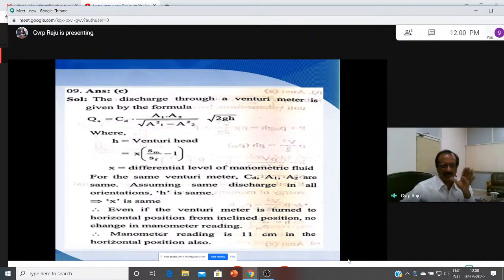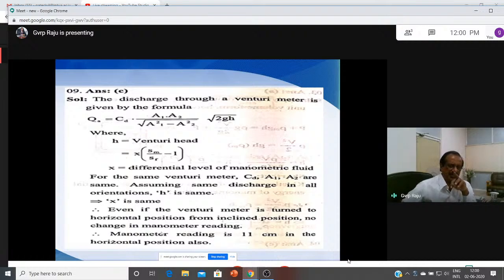Same discharge in all orientations. A1, A2 are the same, and the discharge is the same in all orientations. The value of X is also the same. Even if the venturimeter is turned from the inclined position to the horizontal position, there is no change in the manometer reading. The manometer reading is obviously 11 centimeters in the horizontal position also.